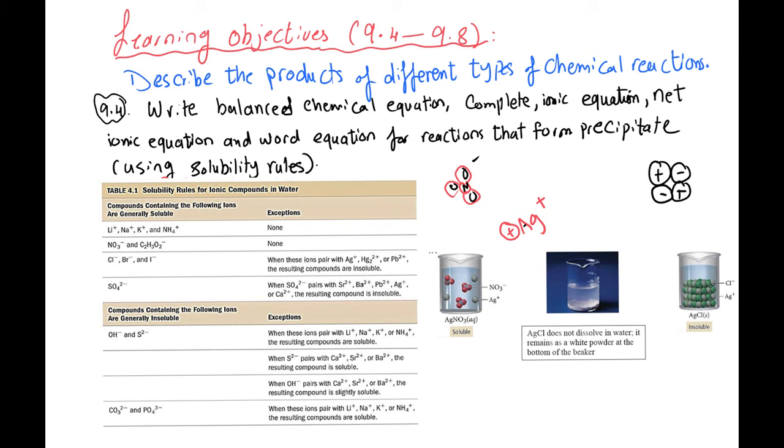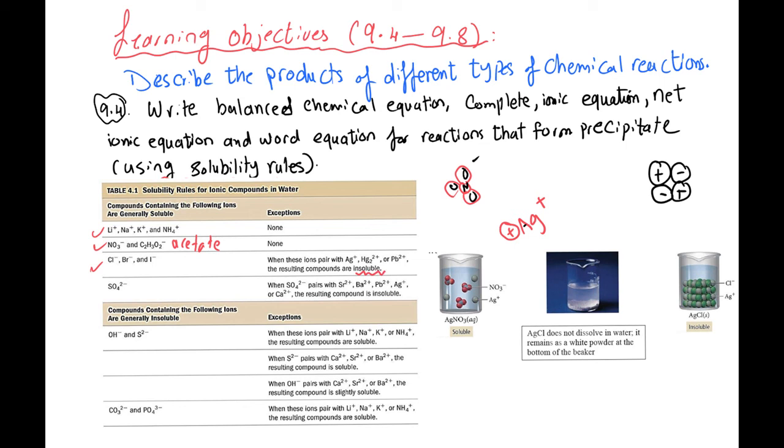You should be able to use this solubility table. Lithium, sodium, potassium, and ammonium salts are all soluble, with no exception. Nitrate and acetate, and sometimes we call them ethanoate, salts are soluble. Chloride, bromide, iodide are soluble. When these ions pair with silver or mercury or lead, they will form insoluble salts.